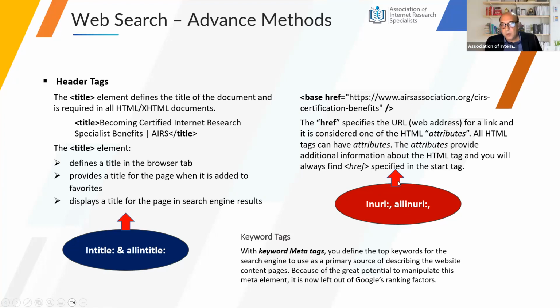Meaning that if we do in URL colon, we say AIRS association, or we say CIRS benefits or CIRS certification benefits, using in URL as our main operator, what is it going to do? It's going to only look for, or be specific to finding, those words wherever they are within the entire length of the URL.